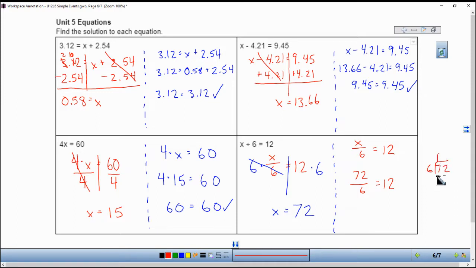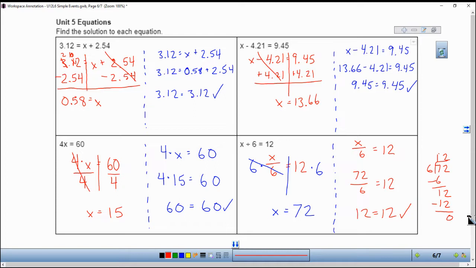1 times 6 is 6. 7 minus 6 is 1. Bring down the 2. 6 goes into 12 twice. And that checks out. So that means both sides equal 12. 12 equals 12. And that is also a check.